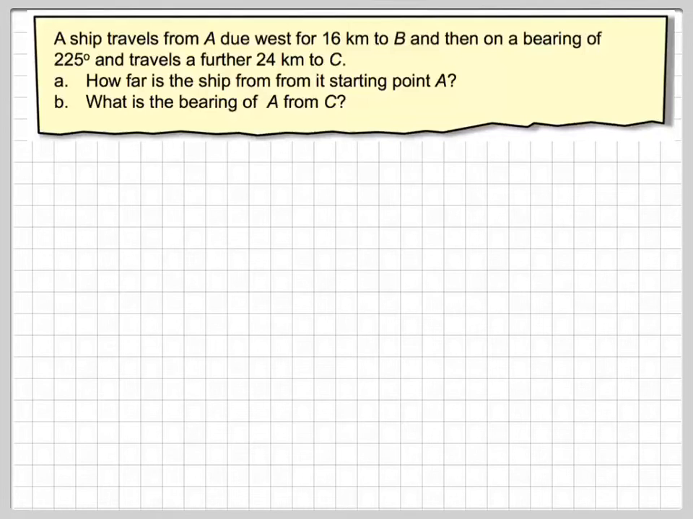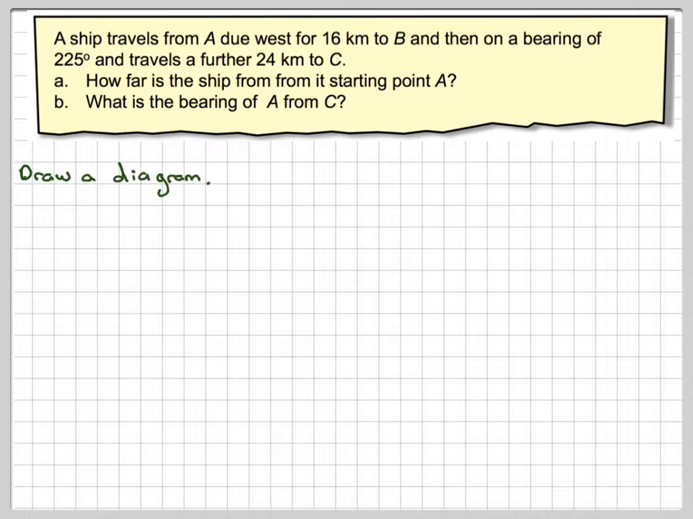Hello again, another video, and this time it's about actually trying to draw a diagram and solve a trigonometry problem from a word problem to do with bearings. So we've got a ship that travels from A due west for 16 kilometers to B, and then on a bearing of 225 degrees, and then travels a further 24 kilometers to C. How far is the ship from its starting point A, and what is the bearing of A from C? Let's have a look to see how to do this.